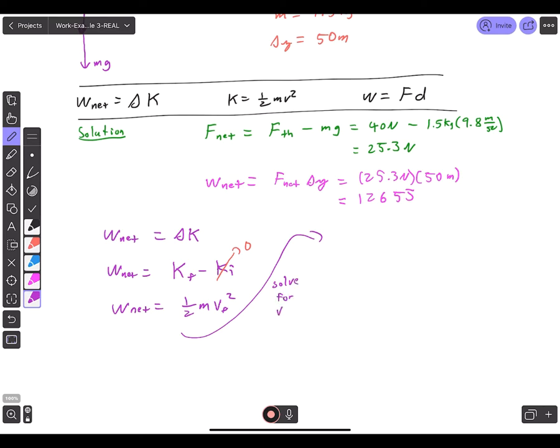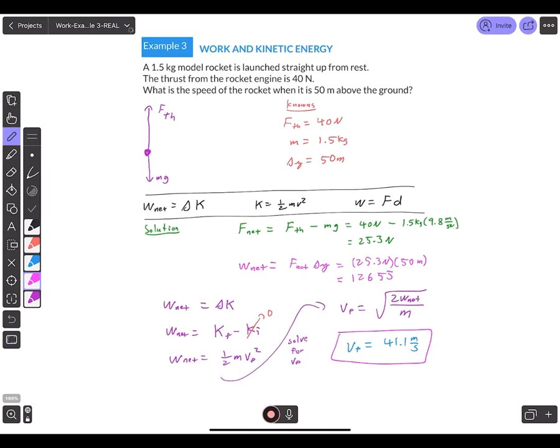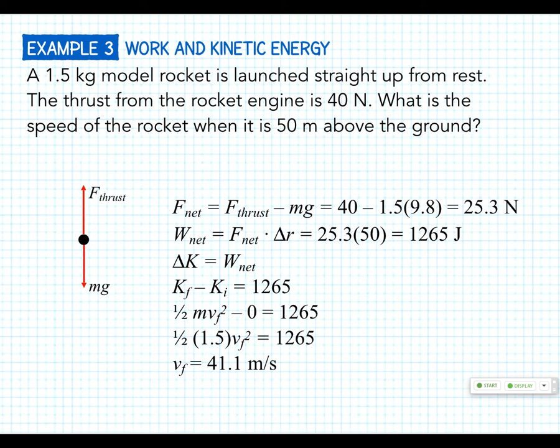If you invert that equation, you get that v final is equal to the square root of 2 times the net work divided by m. Now we're going to plug in our values. If I plug in my values, I get 41.1 meters per second. So that's how fast it is going at the end, and that is our solution to this problem. Okay. Let's take a break.